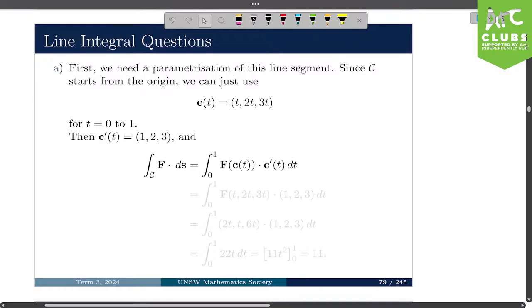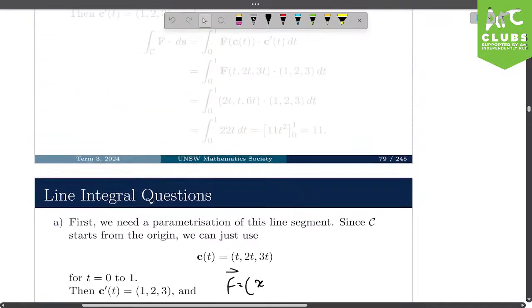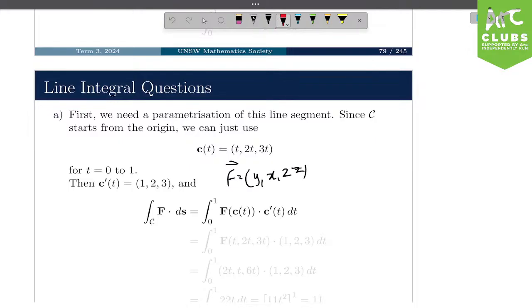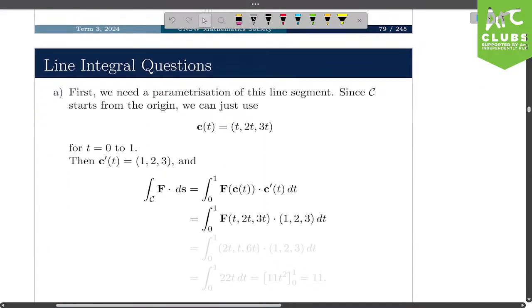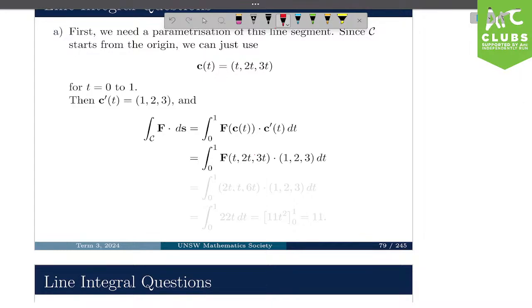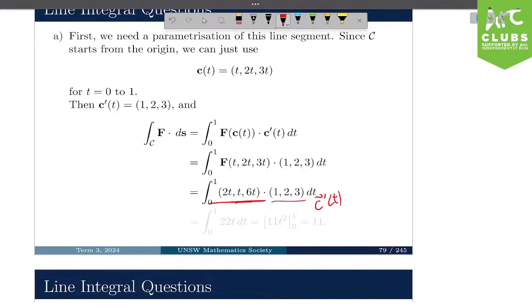So we find C dash t, we find the derivative because we're going to have to substitute that in. And now it's just a matter of plugging into our vector field. So we have that F equals yx2z. And this is going to become our x, this is going to become our y, and this is going to become our z when we parameterize it. Okay, so we plug this in to the integral. So F of x, y, z gives us yx2z. So substituting that in gives us this. So this is our vector field, and this here is C dash t. So we evaluate this dot product, and we're just going to get 2t plus 2t plus 18t, which gives us our 22t that we've got there.